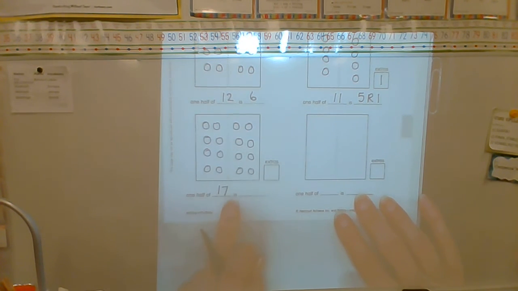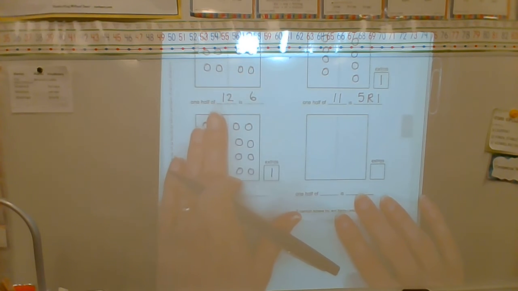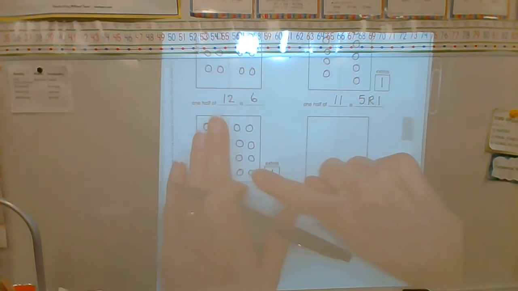But wait, I'm trying to get to 17 and I only have 16. That means I have how many extras? That's right, 1. 1 extra left over. So if I cover half, I know that 1/2 of 17 is 8, remainder 1.